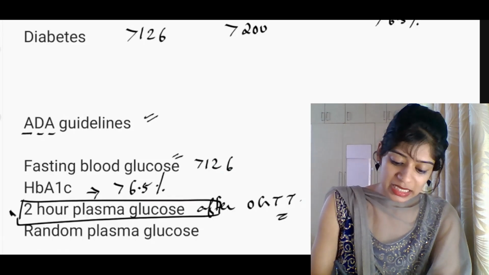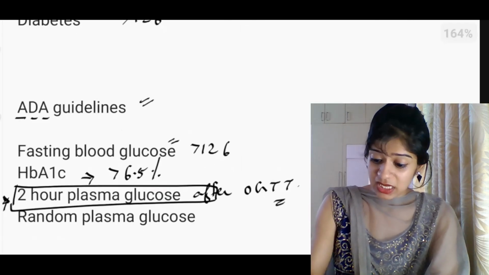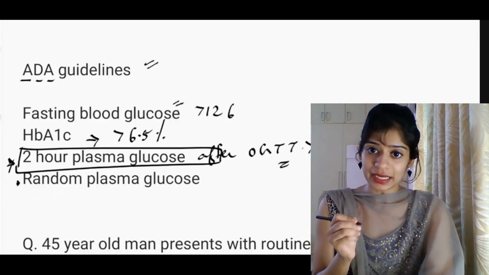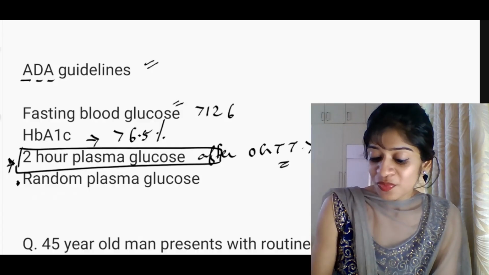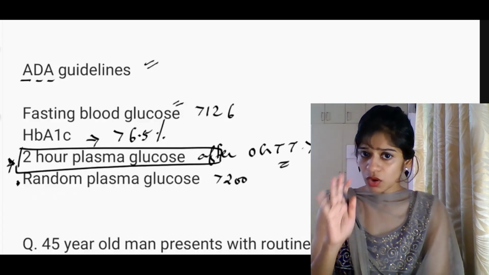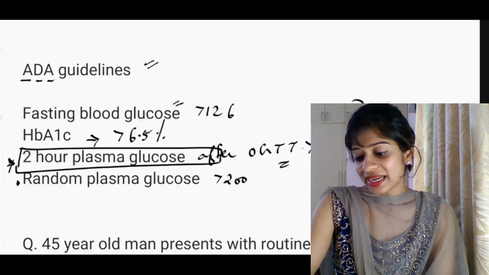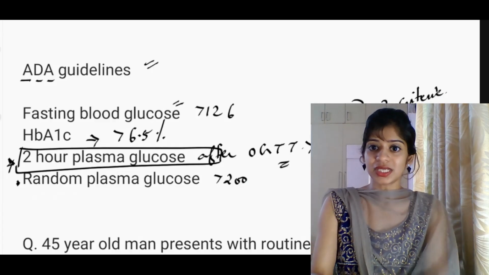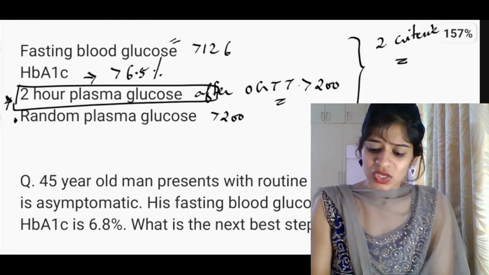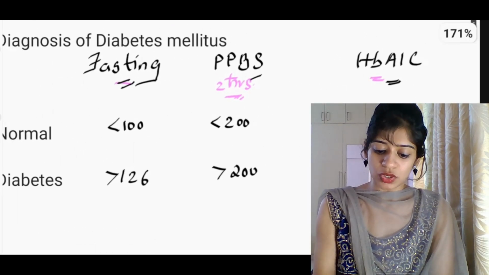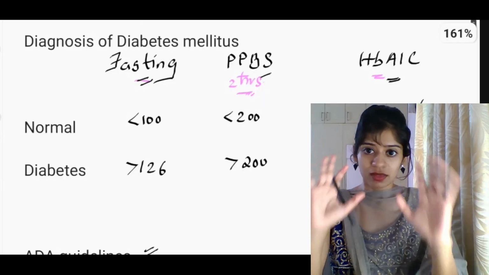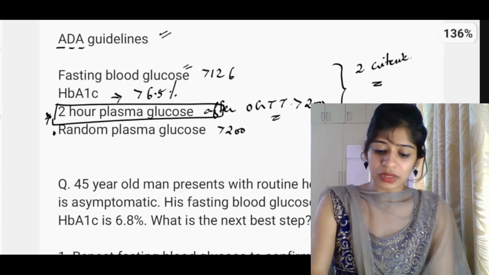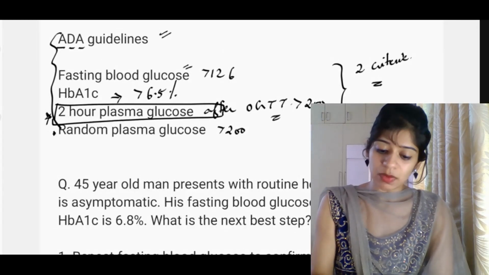So that is the next criteria under ADA, if that is more than 200. And then one extra criteria is there under ADA guidelines, that is random plasma glucose if it is more than 200. Out of these 4, if at least 2 criteria are met, then we label the patient as diabetes mellitus. At least remember these values, the first table that I've got in front of you, so you can easily track the question. It's okay if you don't. I don't think they'll ask the ADA guidelines specifically, but it's good to know.